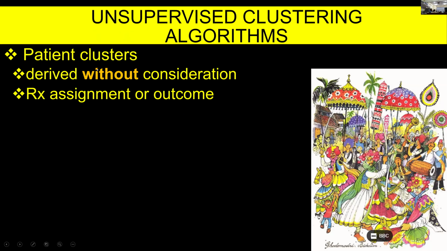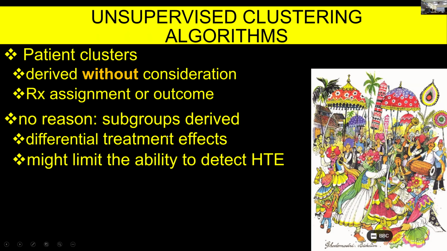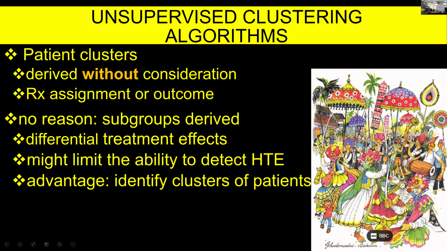So one important thing of this unsupervised clustering algorithm is we don't take the treatment assignment, whether you were assigned to intervention or control. We're making these subgroups before, so we should not take into account whether they were in the intervention arm or control arm. That is not taken into account when you do this. So this might limit the detection of heterogeneous treatment effects. So we should not take this treatment assignment into consideration.